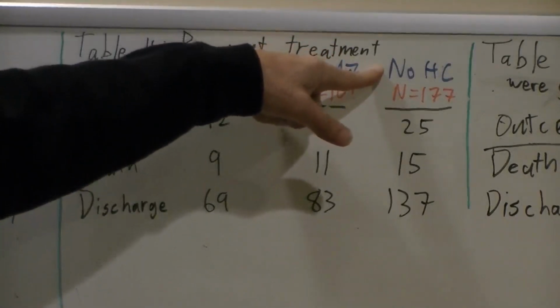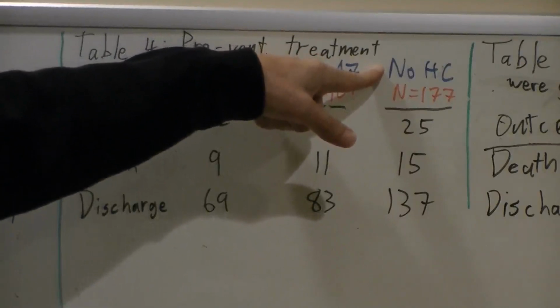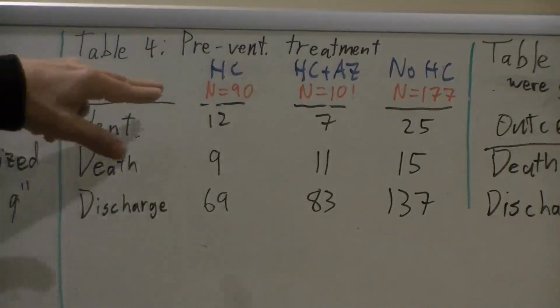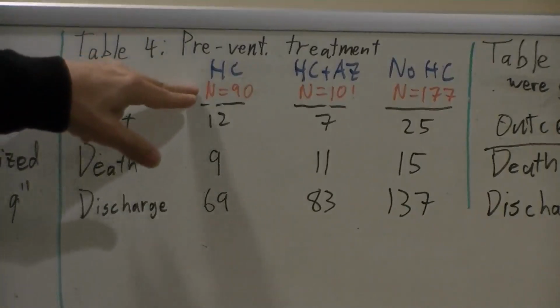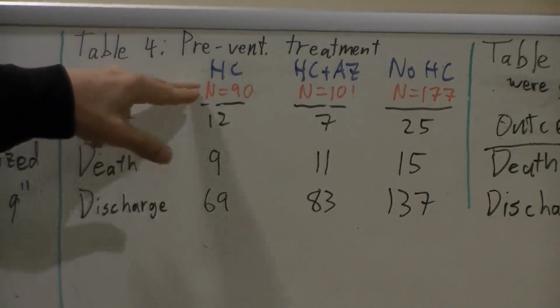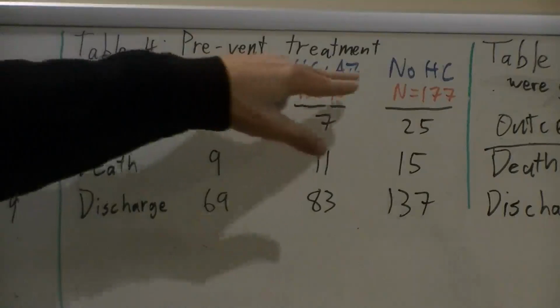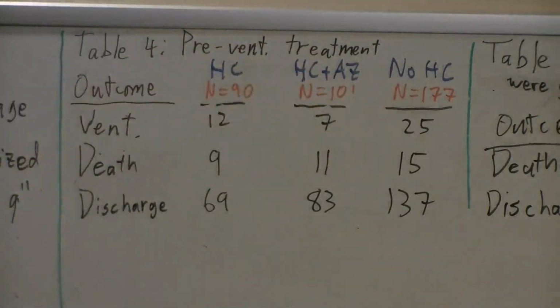So the focus of the paper was hydroxychloroquine, or HC is the initial here, and there are some details about the state of the patients in earlier tables by the authors, and I'm not focusing on that. That's a subject of a different debate. And the main point is that there were 90 patients that were given HC, 101, HC+AZ, and 177 not given anything prior to what would be ventilation if that's what they went on.